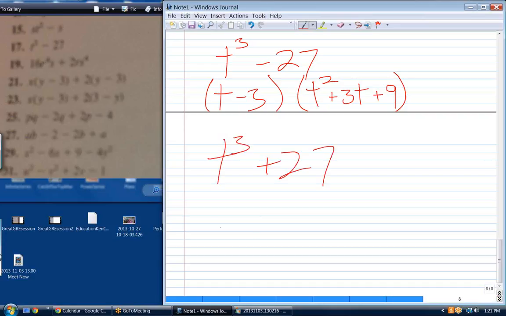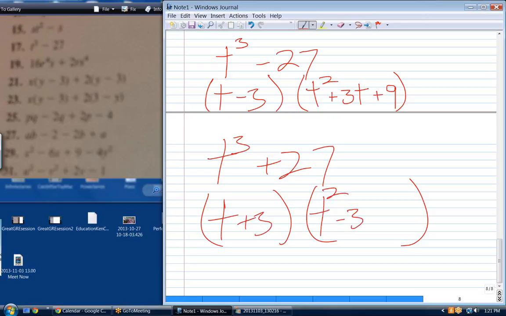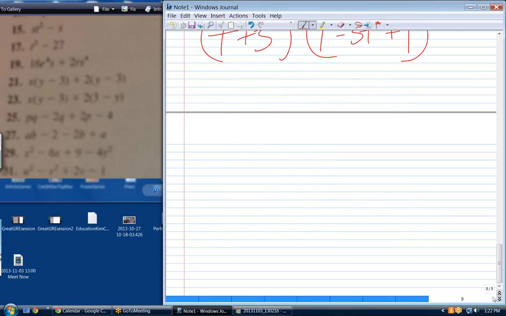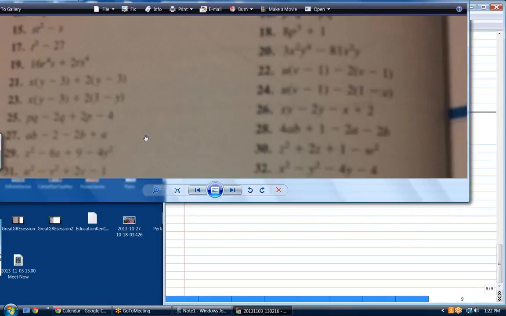Now let's do this one. T plus 3, t squared minus 3t plus 9. Okay. That's sum of cubes and difference of cubes in a nutshell right there. All right. Okay, let me look at some others here to see if there's anything different.